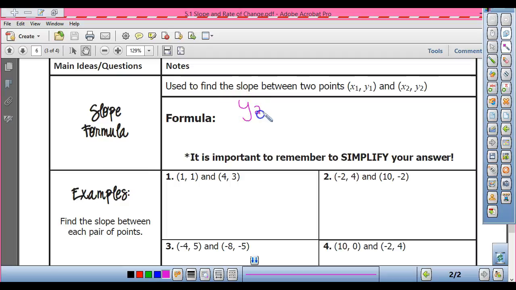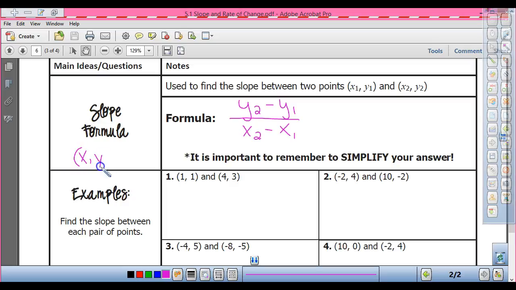y2 minus y1 over x2 minus x1. Have we seen this before, or is this fairly new? I think I've seen it before. We may have introduced it before, but I don't think we've actually used it a whole lot. Okay? So, points are always where it says what, comma, what?